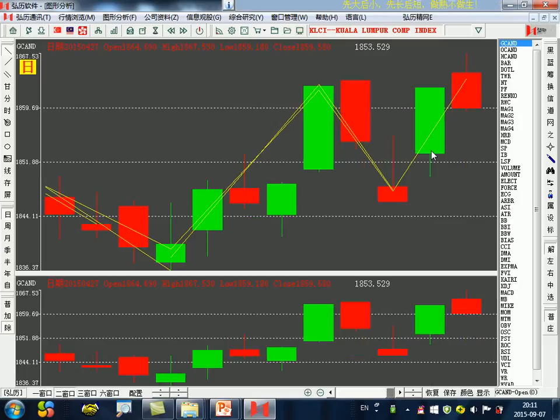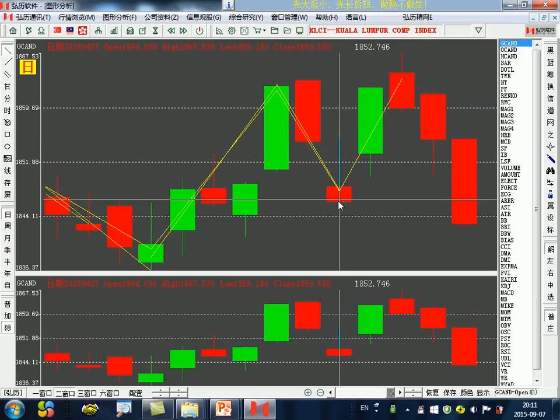Then what will happen? It will meet the top, right? It will form the top. How do you know? It cannot hit a new high, the two make it even. Just at that moment, you select the direction.